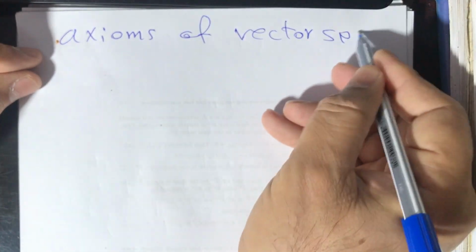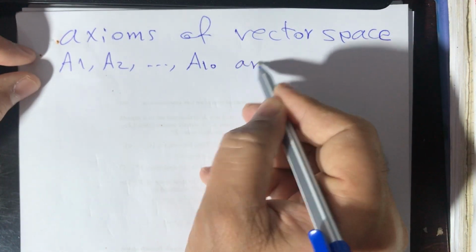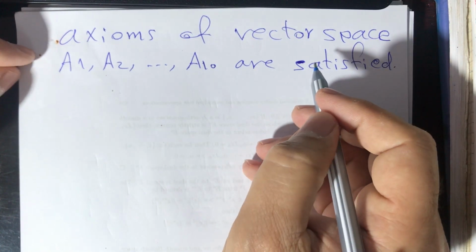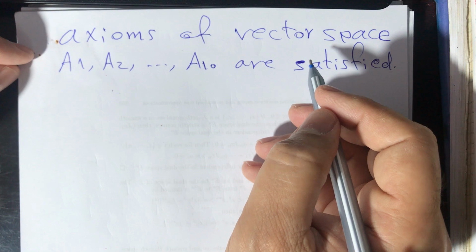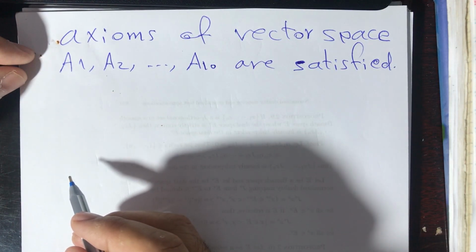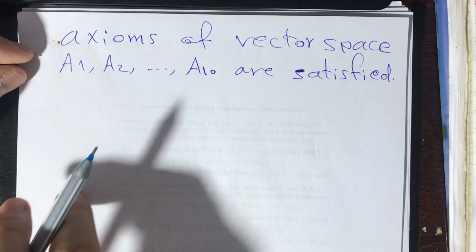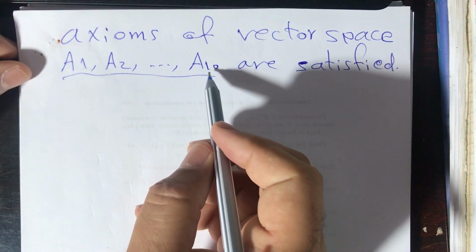Axioms of vector space, A1, A2 until A10 are satisfied. This is easy to satisfy. We can satisfy all of them from A1, A2 until A10.